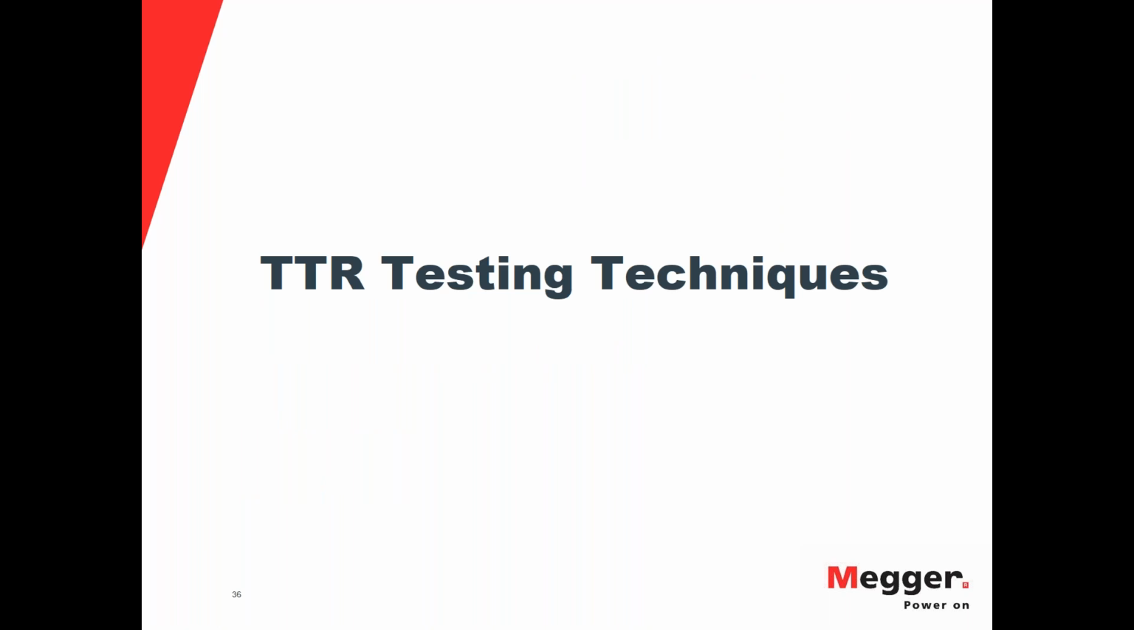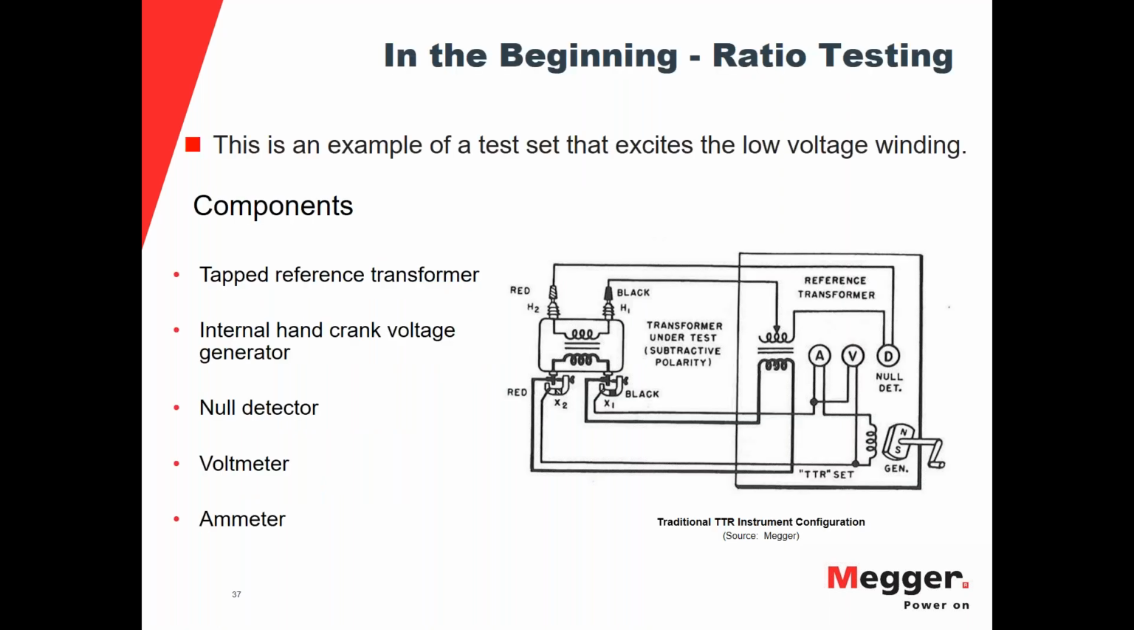So here we're talking about the different TTR testing techniques, kind of where we began. So those of you that are maybe familiar with the hand crank units, there's a lot of them out there still that still do the job. They're great for difficult transformers where you have phase shifting or where you need to excite from the low voltage side. And so what we can see here is we have a hand crank, we have our connections on our transformer, single phase connection. We have our hand crank, and then we have a reference transformer.